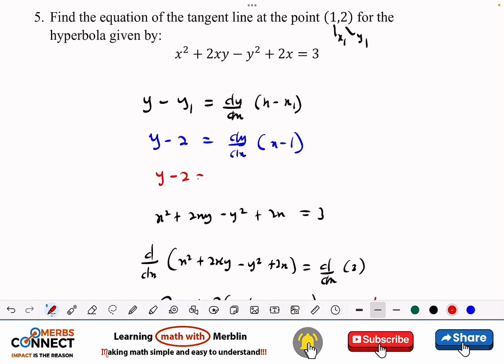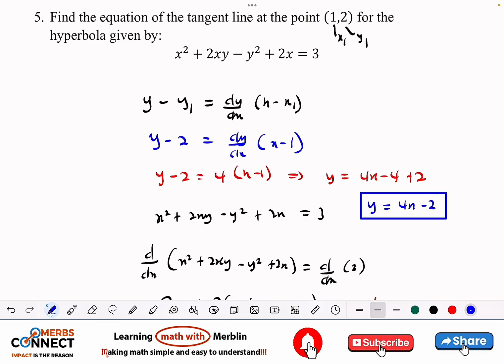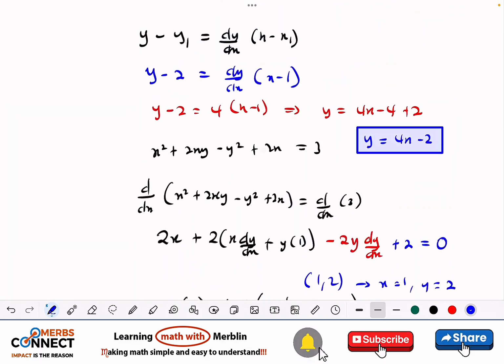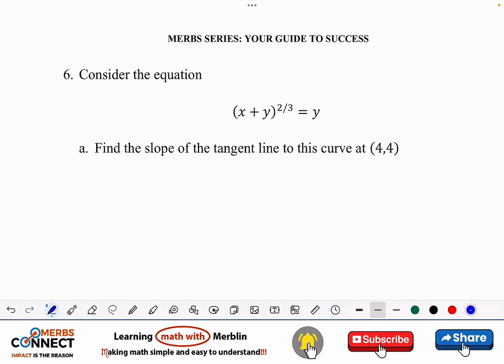So we are going to have 4x minus 1. And this implies that y is equal to 4x minus 4 plus 2. And we are going to have y is equal to 4x minus 2 as the equation of the tangent line. So here, how to get the slope is basically what is very important for you to go through. Because if you're able to figure out the slope by doing the differentiation, then I think it's very simple for you. Let's take another one.